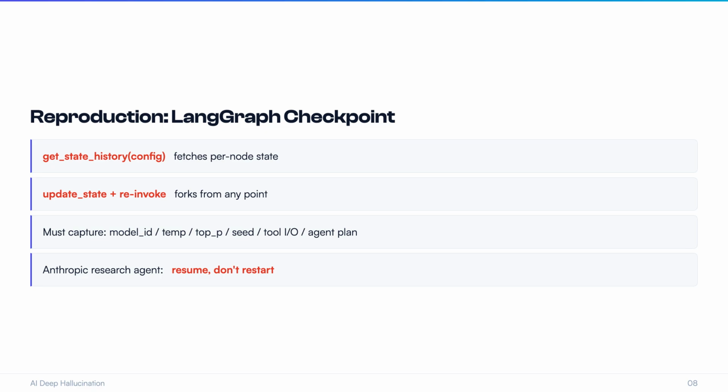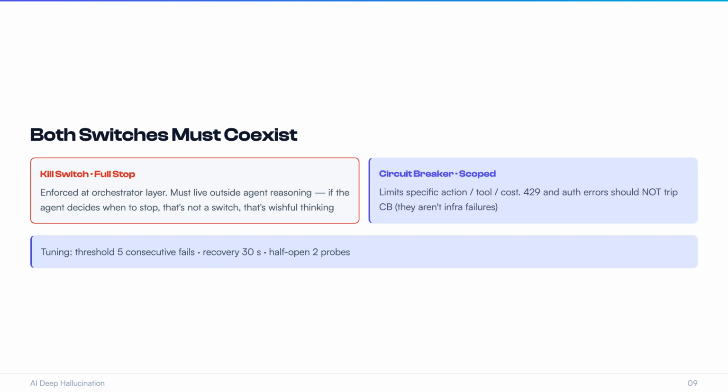In the fixing stage, there's a pair that gets confused all the time: kill switch and circuit breaker. Both must exist. The engineering consensus on Reddit nails it. The kill switch has to live outside the agent's reasoning path, enforced by the orchestrator. If the agent itself decides when to stop, that's not a switch, that's wishful thinking.